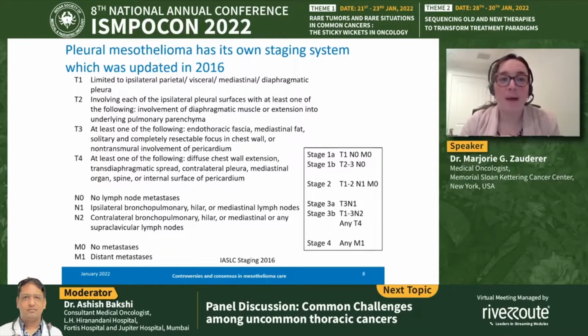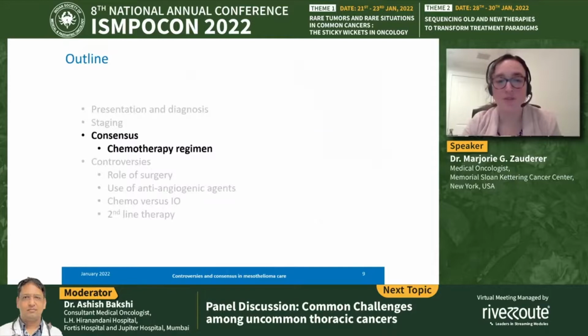When I was thinking about consensus and controversies in preparation for this talk, I really could only identify one truly non-controversial aspect of mesothelioma care, and that's really the cytotoxic chemotherapy regimen.